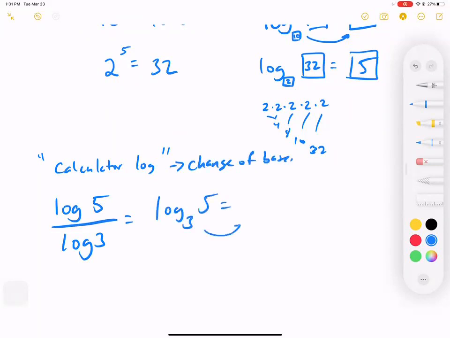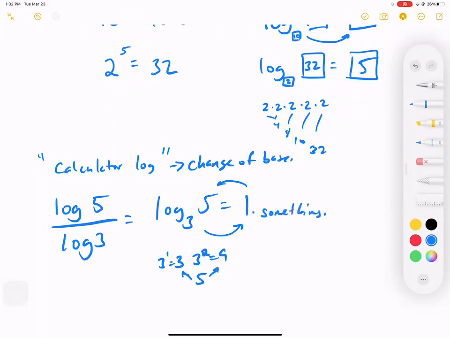Now, 3 to what power gives you 5? That is not a whole number. 3 times 3, so 3 to the 2 is 9, and 3 to the 1 is 3. And the answer 5 is between 3 and 9. So it's 1 point something.